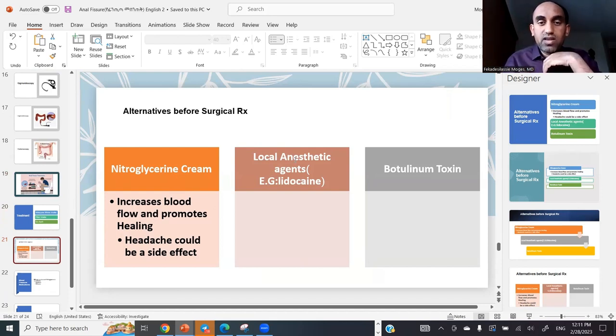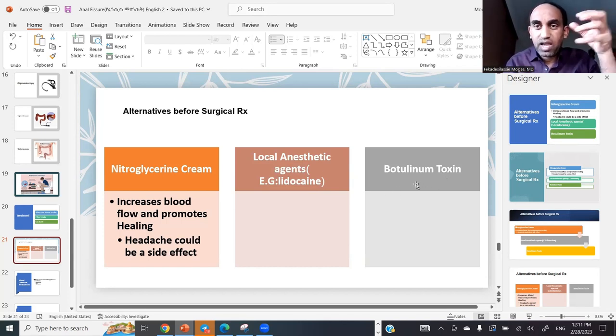One side effect is headache. Local anesthetic agents like lidocaine, Anusol suppository or Anusol cream can be applied because it contains lidocaine, which is a local anesthetic. It numbs the area, so it becomes less painful.